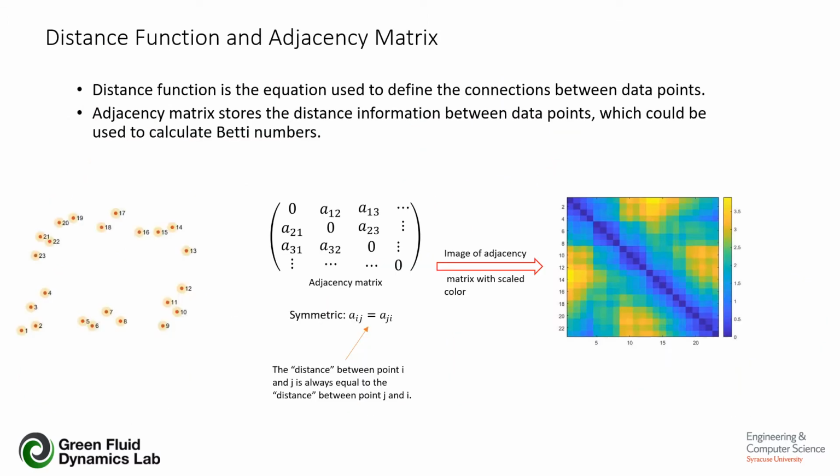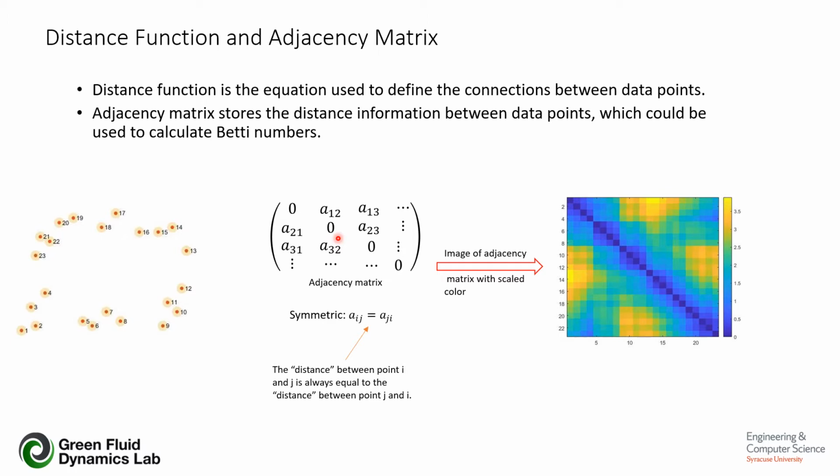In our example, we are using the Euclidean distance as the measurement of the connectivity, which is called the distance function. The distance function is a key function that determines how the properties of the datasets are evaluated to build up the connection. And we store the distance information in the adjacency matrix. The mathematical expression for the adjacency matrix is like this. For example, A12 represents the distance between point 1 and point 2. So for our case, the size of this matrix should be 23 times 23.